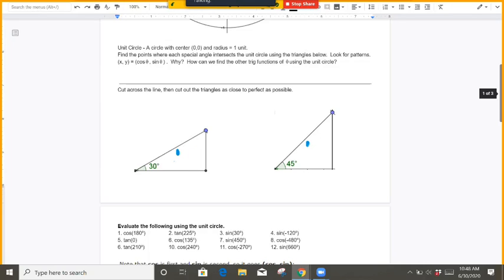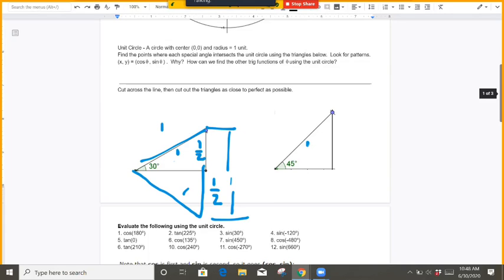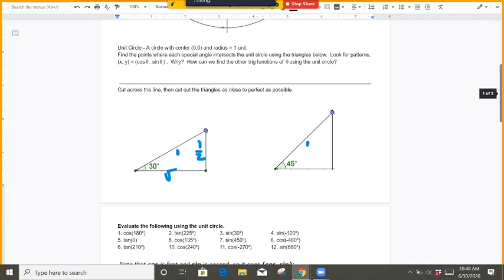Alright, so this side here would be 1/2 because it's across from 30. So that would also be 1/2. So this whole side would be 1. And this whole side would be 1 as well because they're both across from 60 degrees. And then this side right here would be √3/2.